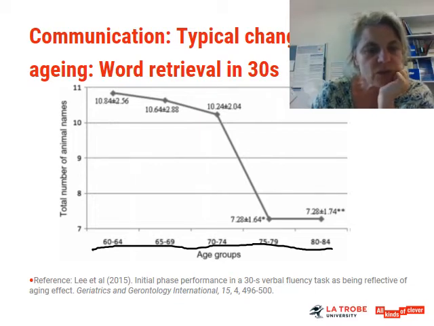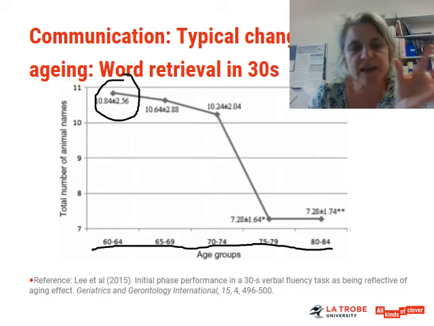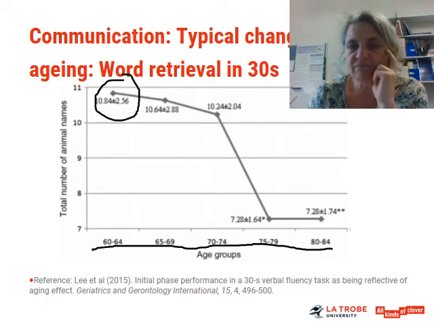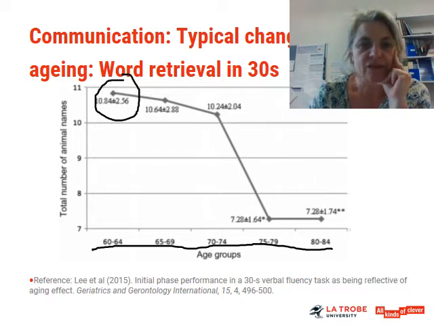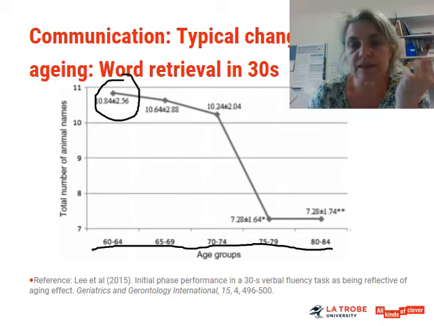Okay, so we can tell by looking at this graph that for people who are between 60 and 64, on average, they can name about 10 to 11 animals in 30 seconds. And it's pretty similar for people who are between 65 and 69 and 70 to 74. It's all sort of looking around the same number. Their verbal fluency is very similar.